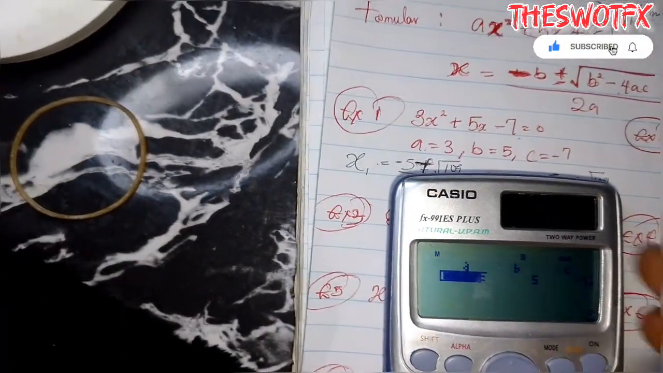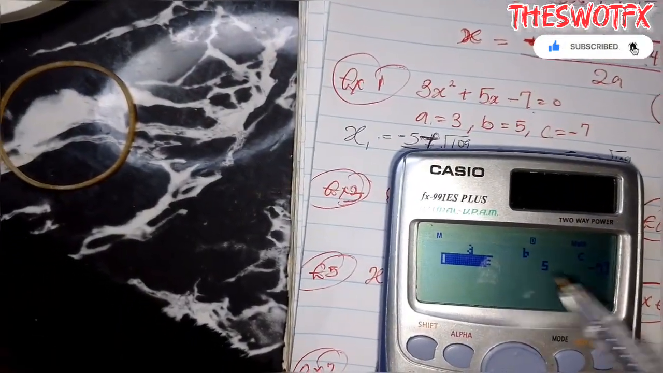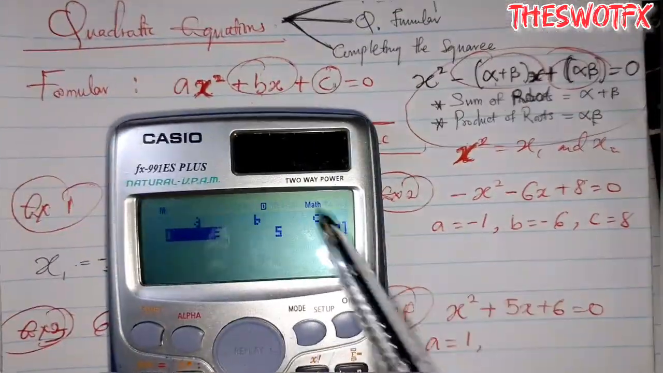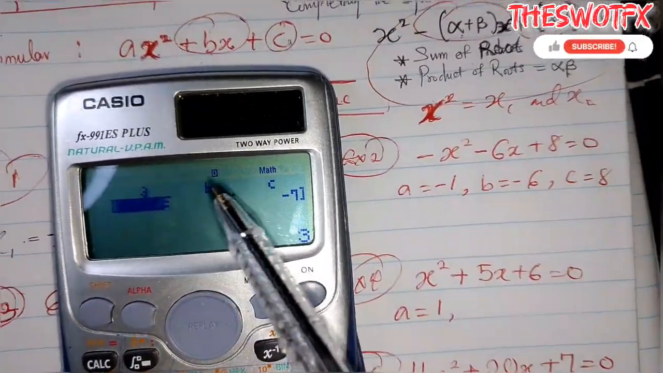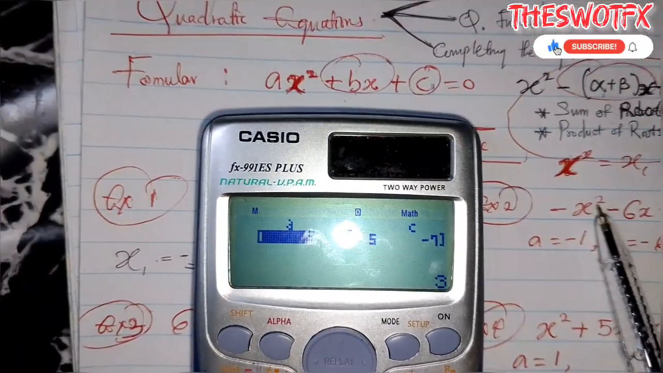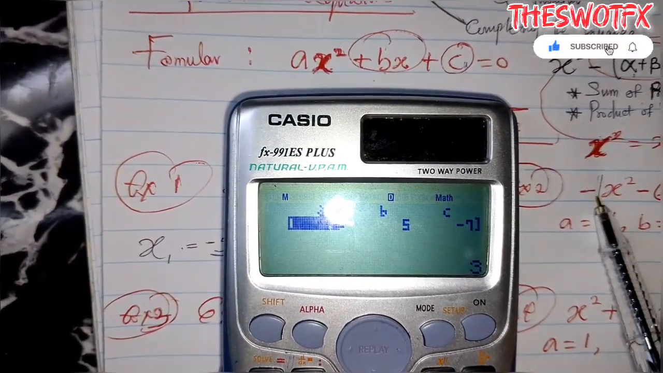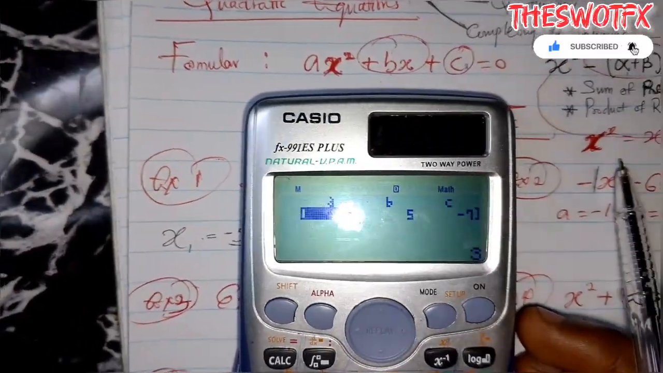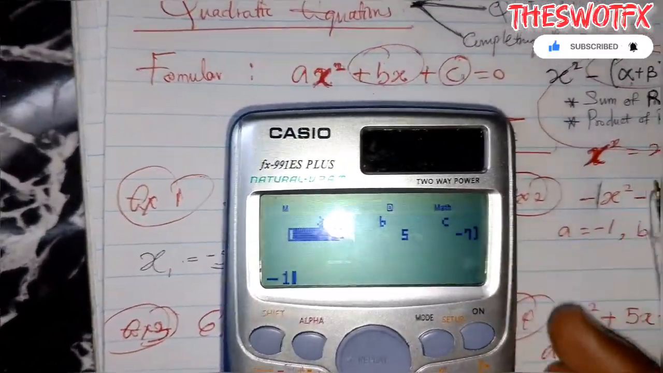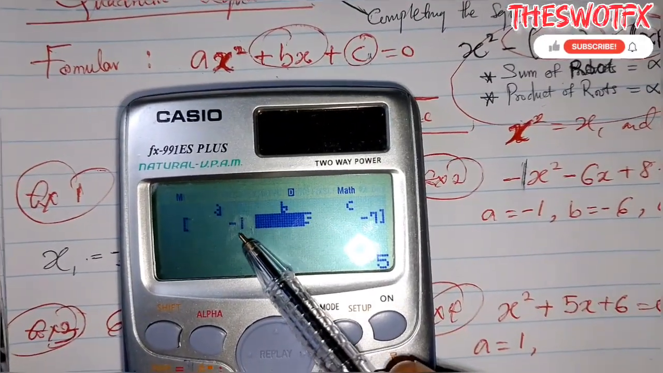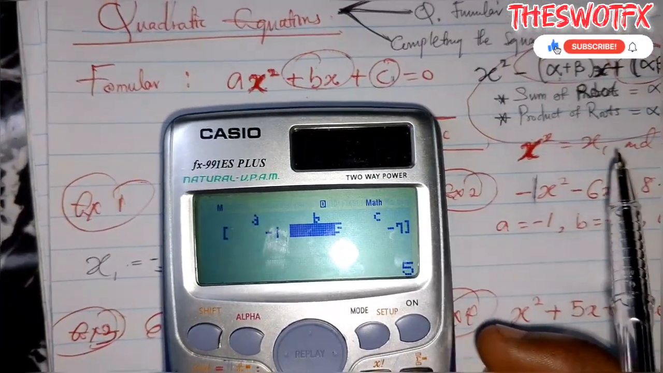For other questions, don't cancel your calculator, just leave it in this place. Now let's go straight to the other one. All you need to do is press your values. This one is minus 1, so you have a coefficient of minus 1 here. Can you see that minus 1 has now come to where a is? The next one is minus 6.